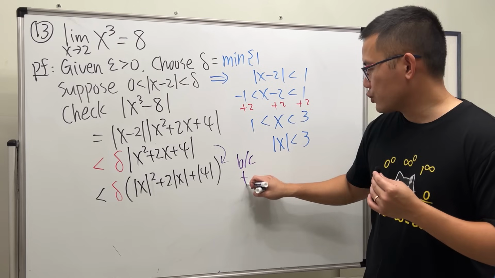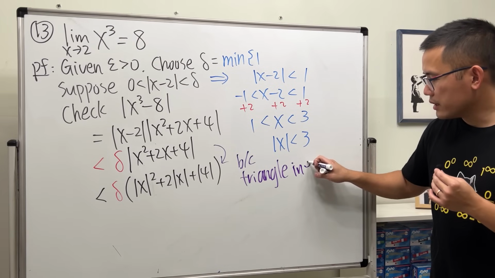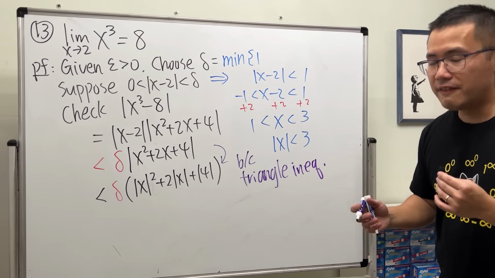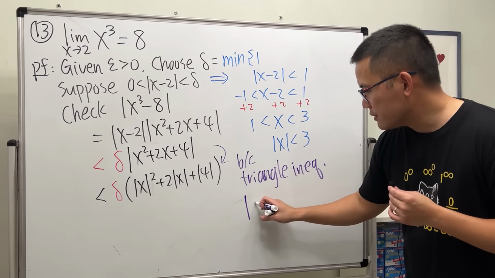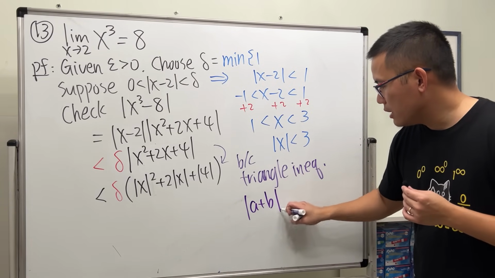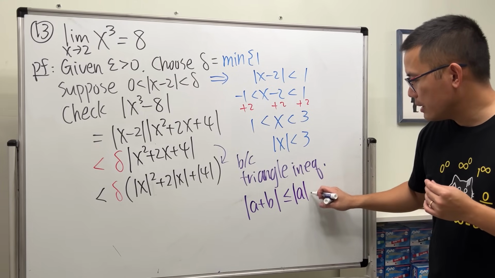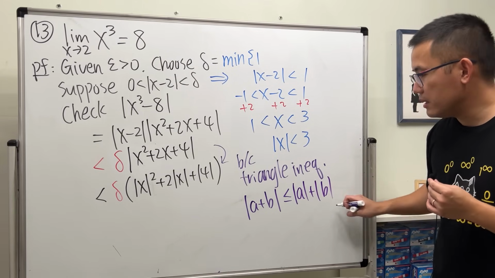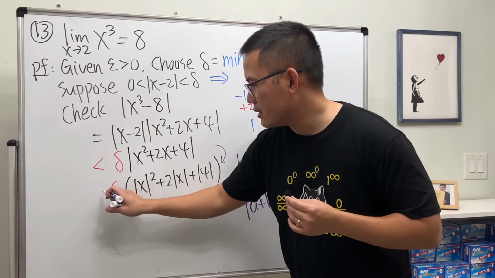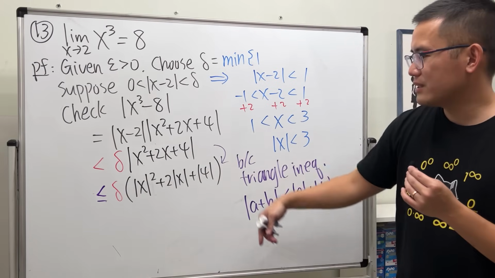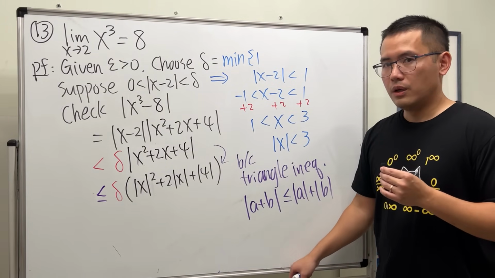Because of the triangle inequality, which says the following. For all real numbers a and b, when we have the absolute value of a plus b, this is less than or equal to absolute value of a plus absolute value of b. So technically, I should have put down less than or equal to. Less than or equal to, yeah, sorry about that. So it works wonders. Why?